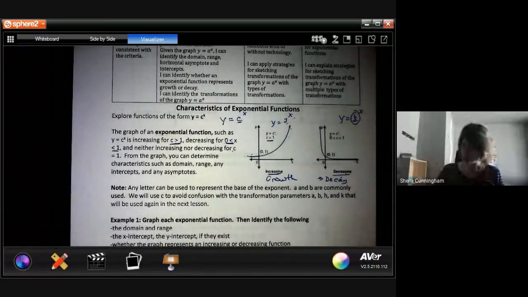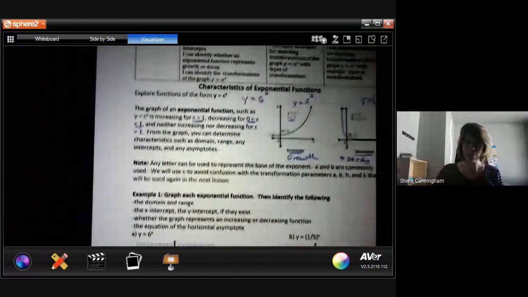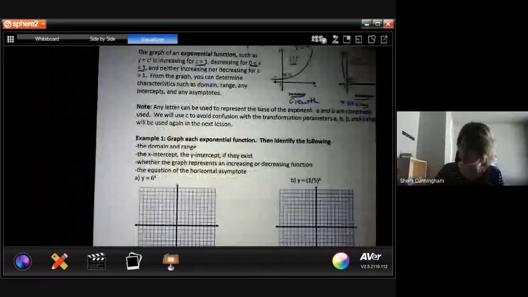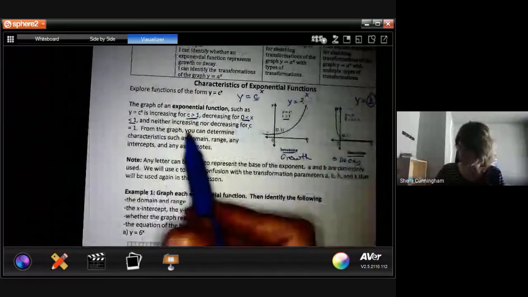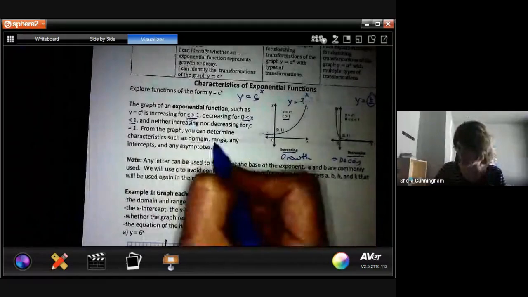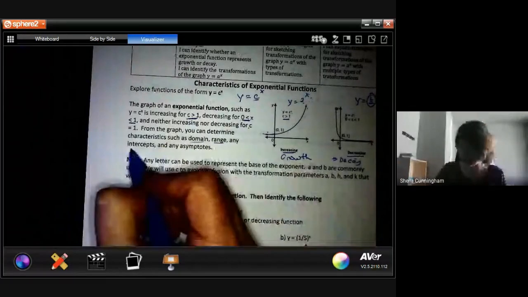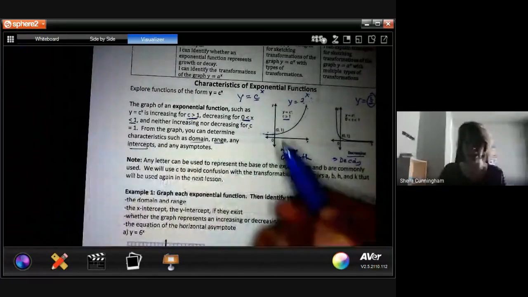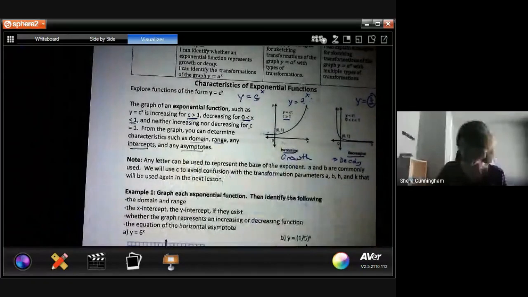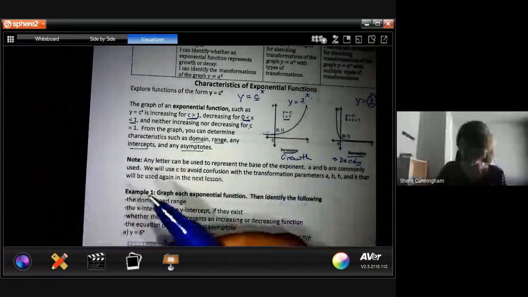Okay, so let's have a look at this then. There's lots of things that we can pull from it. When we look at a graph, we can identify what the domain is, what the range is, any intercepts, so if we're looking at X and Y intercepts, or any asymptotes.